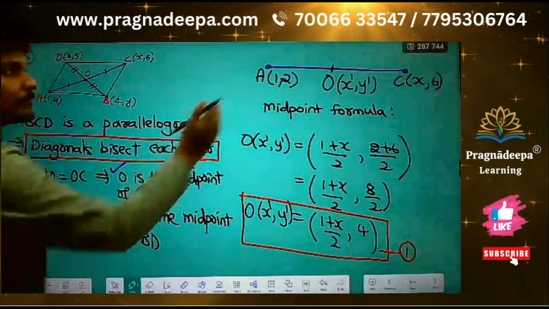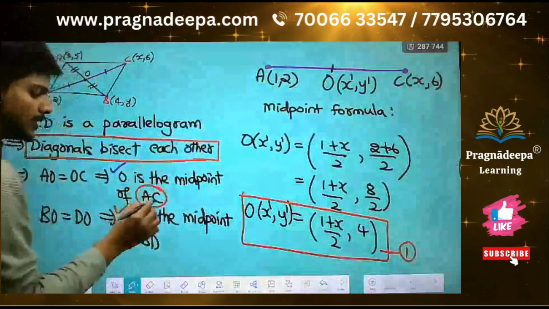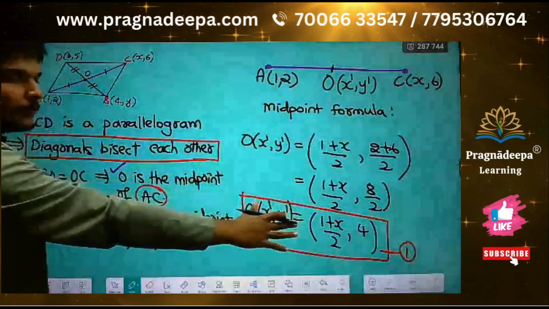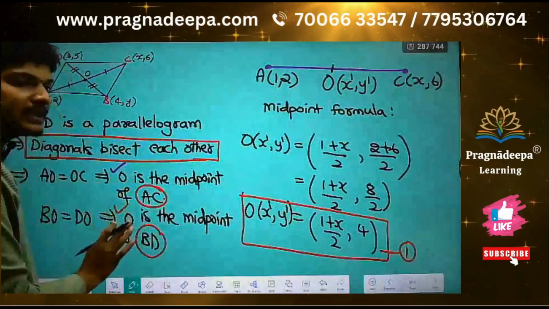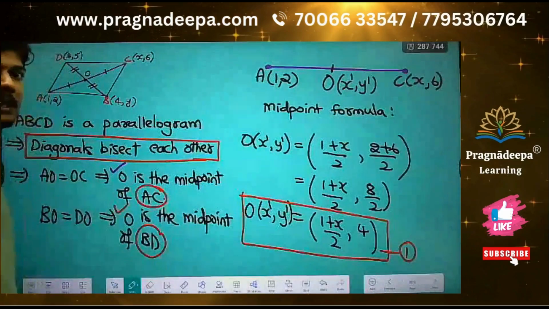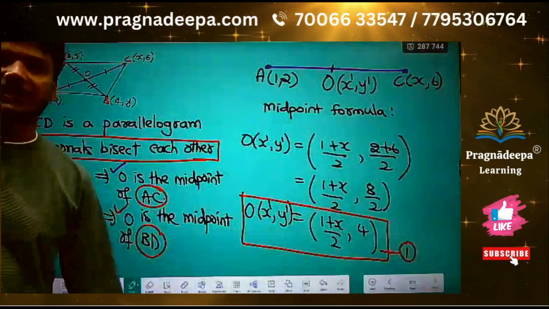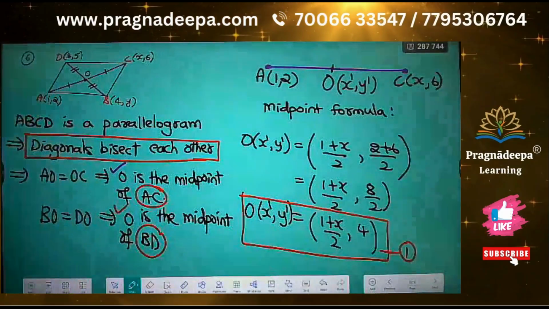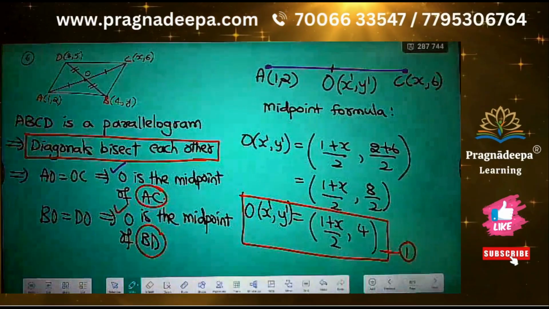So first we consider AC. Considering O as the midpoint of AC, we applied the midpoint formula. Considering O as the midpoint of BD, we applied the midpoint formula. Then we equate both the equations. We got the values of x and y. Clear? Any doubts in this question?